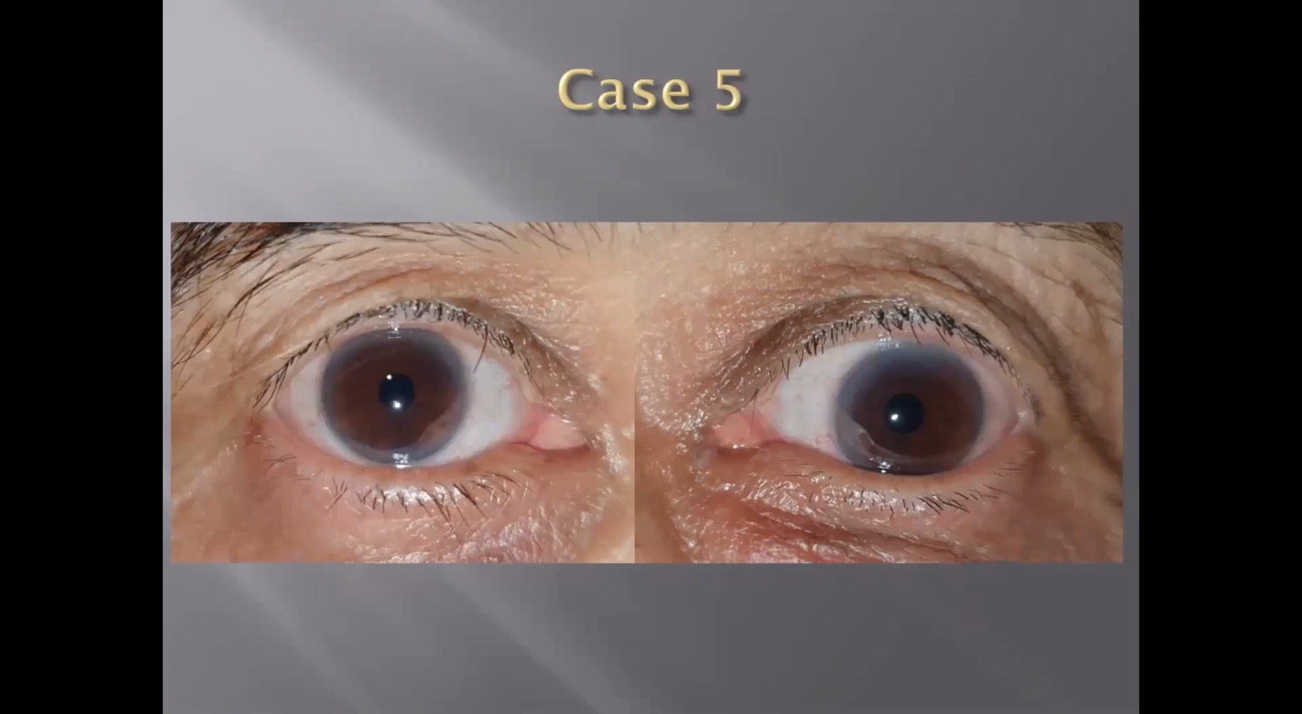Let's see another case. This is case number 5. You can see both the pupils are round and regular. These photographs are not taken simultaneously, so you might feel that the left eye has some exotropia and the right eye has some hypertropia, but it is not so. The patient has orthophoria in both eyes, but individual eye photos were taken and then merged on this slide. This patient was operated in March 2021, just about 1.5 to 2 months back.